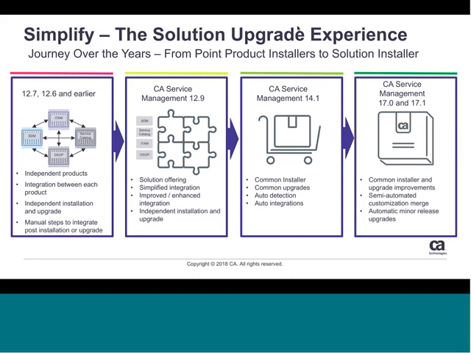14.1 was the version where we brought in a common installer for the entire solution, and common upgrades for the entire solution, with no more separate point product installers or separate experiences for them. We added capabilities of auto detection and auto integration, and then we continued improving and enhancing that common installer in 17.0, wherein, along with improvements on the installer, we also included that semi-automated customization merge utility. And then 17.1 adds the capability for automatic minor release upgrades to further ease the upgrade process.